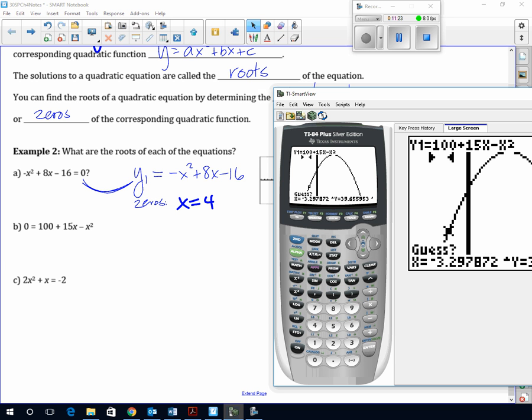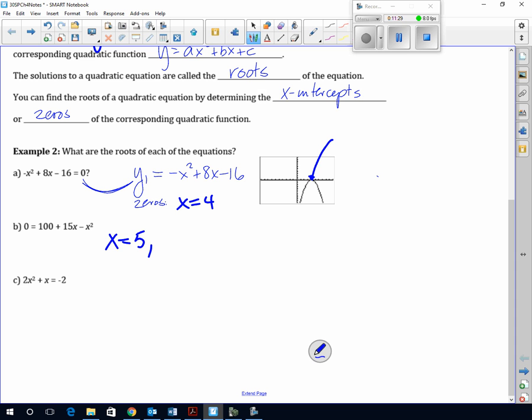Sorry, it is negative 5. That was my mistake. Negative 5. And what's the other side? I got to go to the other side, so calculate 0. Go on the other side.